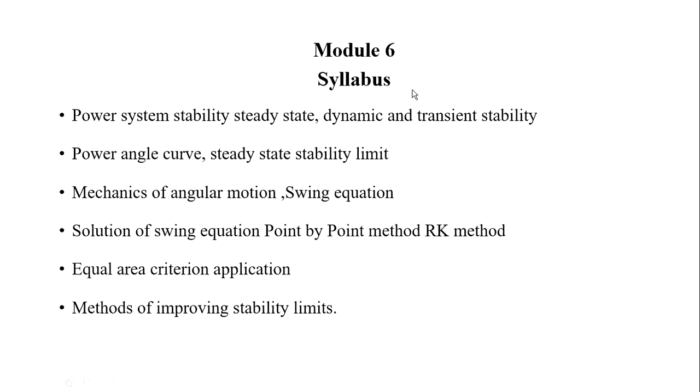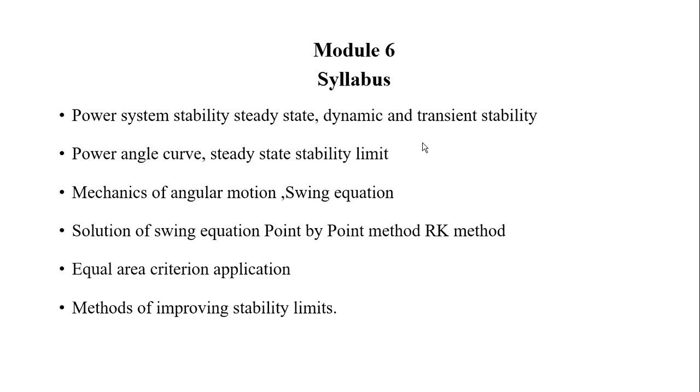In this module 6, the topics covered in the syllabus are power system stability, that is steady state stability, dynamic stability and transient stability. Then the power angle curve and steady state stability limit. Then mechanics of angular motion, swing equation, solution of swing equation by point by point method, RK method, equilibrium criterion, its application, and methods of improving stability limits. These are the topics included in your syllabus.